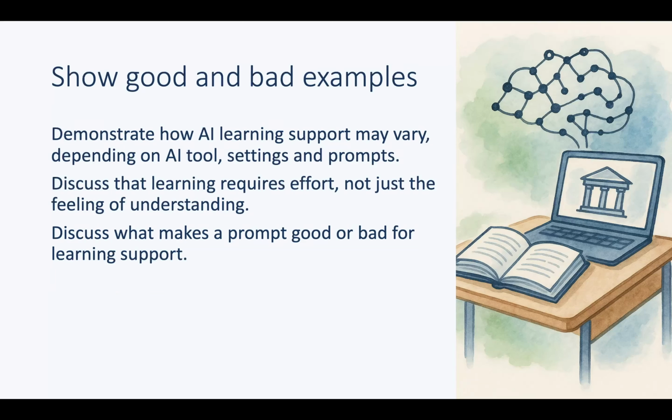So number 1, show good and bad examples. You could demonstrate, even to young kids, how to use AI in different ways, with good prompts, bad prompts, using different tools, different settings, study modes and stuff. And just point out that you get different results depending on how you use them. And discuss or point out that learning requires effort, not just the feeling of understanding, because that is important. And then engage the students, discuss what makes a prompt good or bad for learning support. Okay, that's the first example.